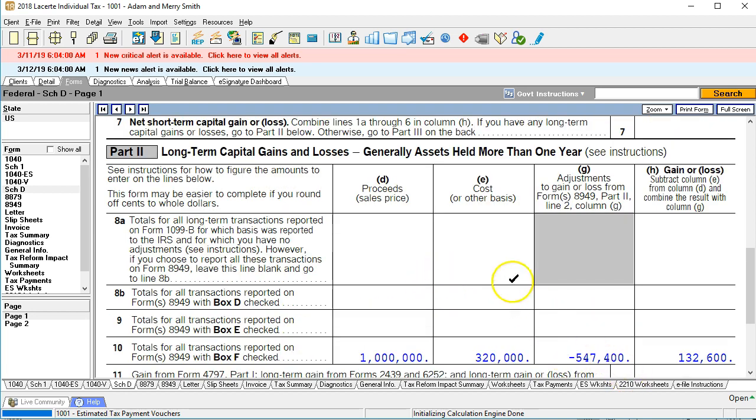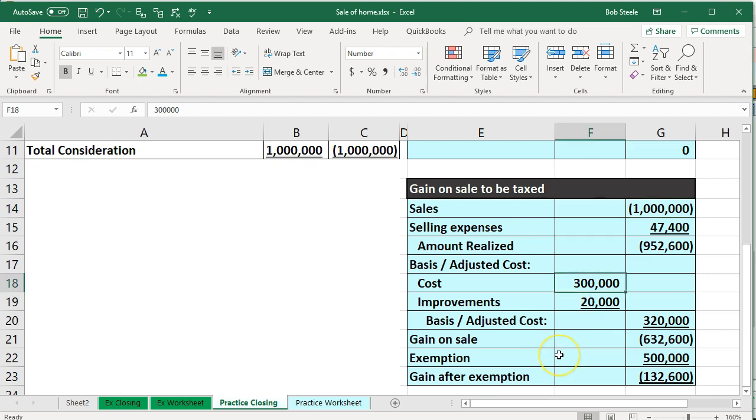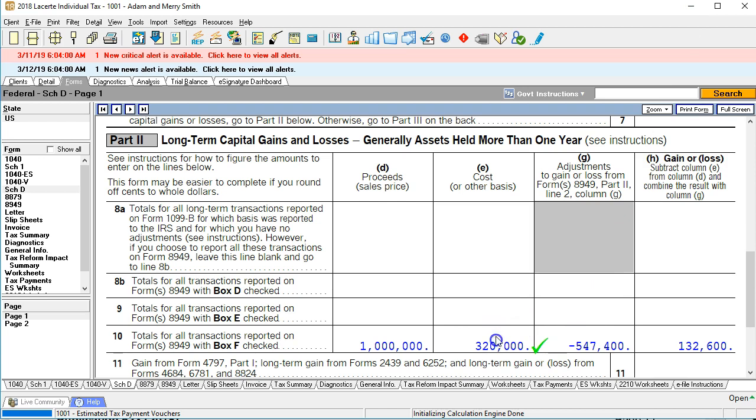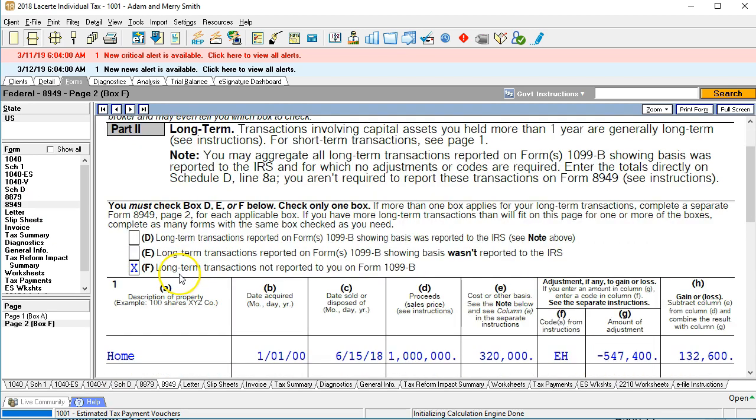And then we have these costs. Cost or other basis, and that's going to be the amount we calculated as the cost plus the improvements in our case. So there's the 320,000, and that's going to give us the adjustments to gain or loss from Form 8949 Part 2. If we go to Form 8949, here's Form 8949 Part 2.